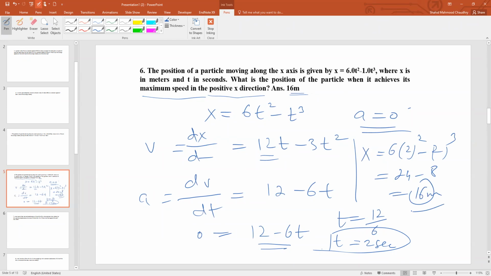Doctor, why did we write minus 3t squared? We are taking the derivative of this one. 6 times 2 is 12t, minus, here the power is 3, so 3 times 1 is 3t squared. Then again take the derivative: 12 minus 3 times 2 is 6t. Okay, clear. Thank you.